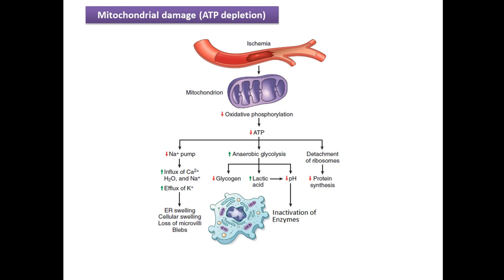between inside and outside the cell, the sodium will rush into the inside of the cell. As we know, the sodium will be followed by water. So the influx of sodium and water into the cell caused by the failure of the sodium potassium ATPase pump due to lack of ATP from mitochondria will cause cellular swelling, and it is also known as the hydropic degeneration.